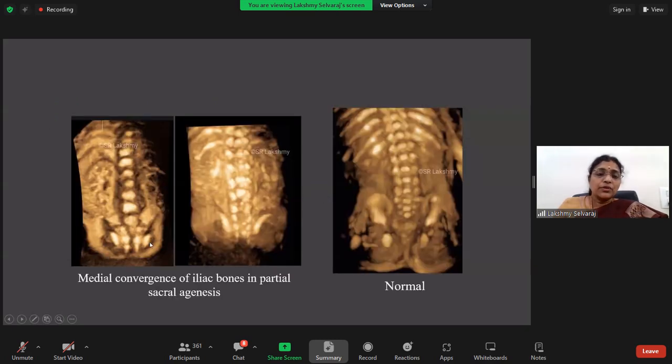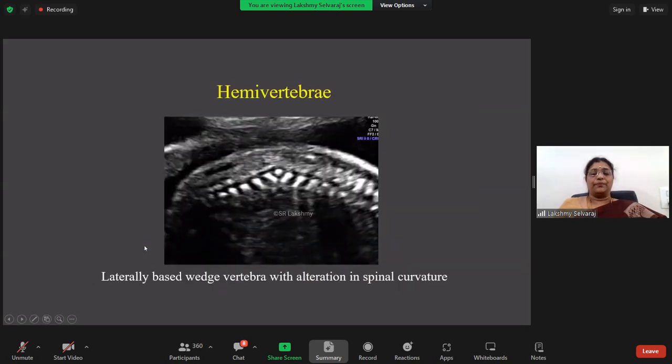And when you do the multiplanar imaging, what you would see is that these are the iliac bones. But when there is a partial sacral agenesis, the ossification is only there up to L4, L5 vertebra, and you see that this is the iliac crest, is it not? So L5 itself is only partially ossified. S1, S2 ossification are missing, and you see the medial convergence of the iliac bones in partial sacral agenesis.